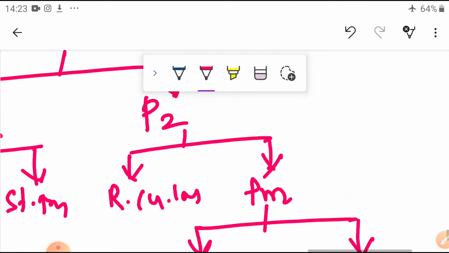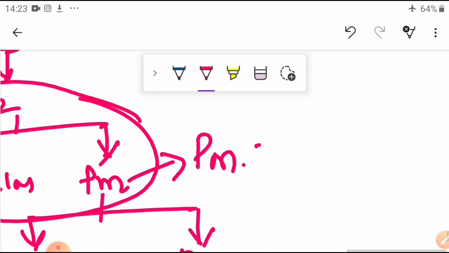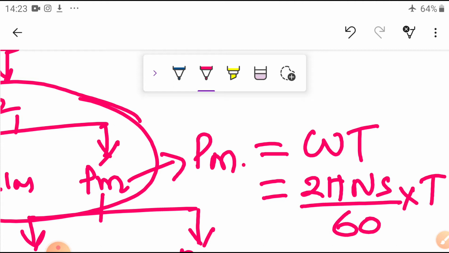Last class, based on these three factors, we calculated how the torque is developed. This is PM, the mechanical power developed. Mechanical power developed is equal to omega, the angular velocity, into torque. So the angular velocity is 2 pi ns divided by 60, with ns in RPS, into torque. So we calculate this value.